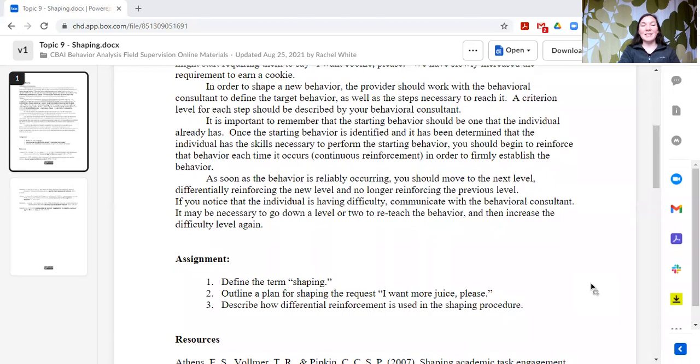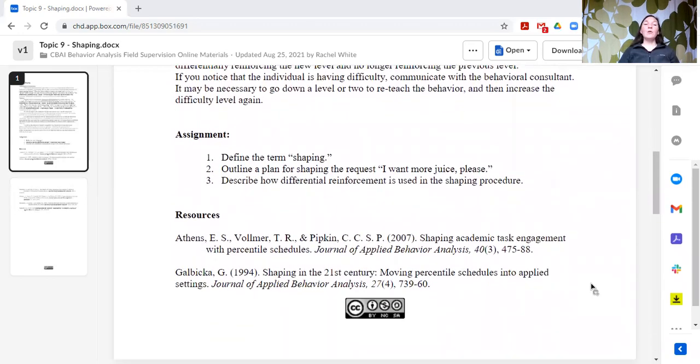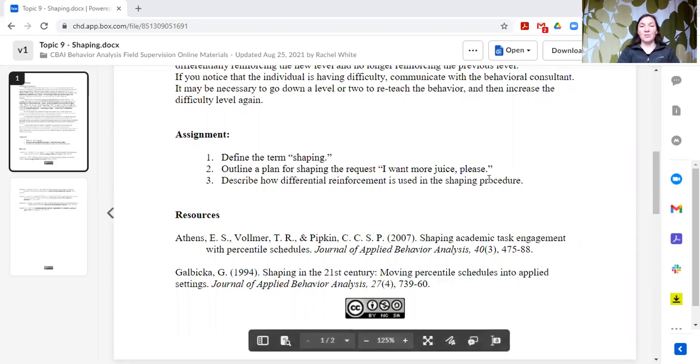So the assignments: define the term shaping, and outline a plan for shaping the request "I want more juice, please." Where would you start? If the learner just has the word juice, what would you add? What might be your plan for differentially reinforcing, for shaping step by step to get to that full sentence? And then describe how differential reinforcement is used in the shaping procedure.